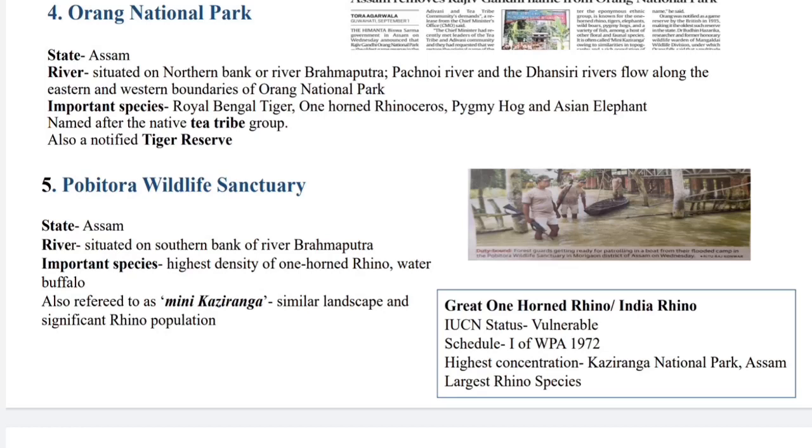In this context, we shall also discuss an important species from the environment portion, that is the great one-horned rhino or the Indian rhino. This is the largest rhino species that survives today. The highest concentration is found in the Kaziranga National Park in Assam. It is listed under Schedule 1 of the Wildlife Protection Act of 1972, and under the IUCN red list, it is categorized as vulnerable.